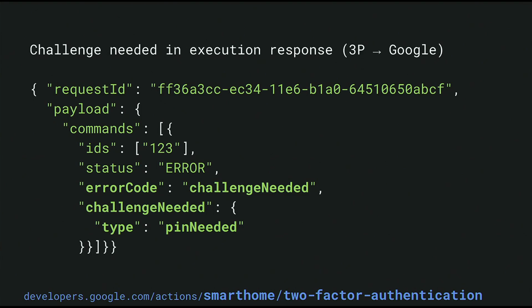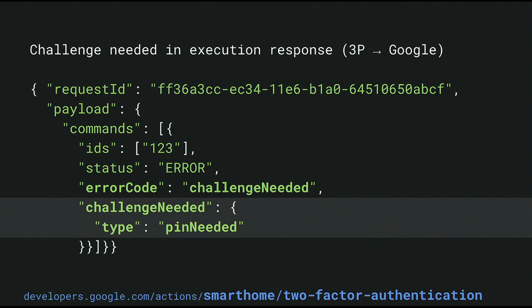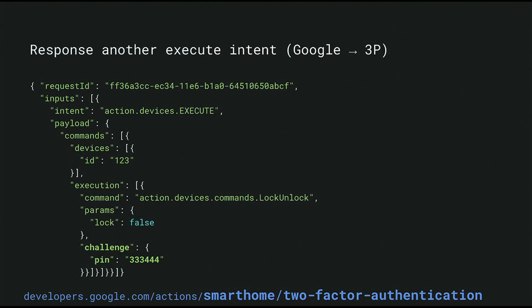So typically, when the user wanted to control a device, we send an execute intent to your server, right? And without two-factor authentication, your server returns a success if it's able to control the device. But for this case, if you wanted to implement the two-factor authentication, you will return an error back to Google for that execute response. And this error has the status, and the error code will be challenge needed. And one important thing you have to specify is which type of challenge you need. It could be PIN or it could be ACK. So at that point, assistant will announce it to the user and either ask for an ACK or a PIN.